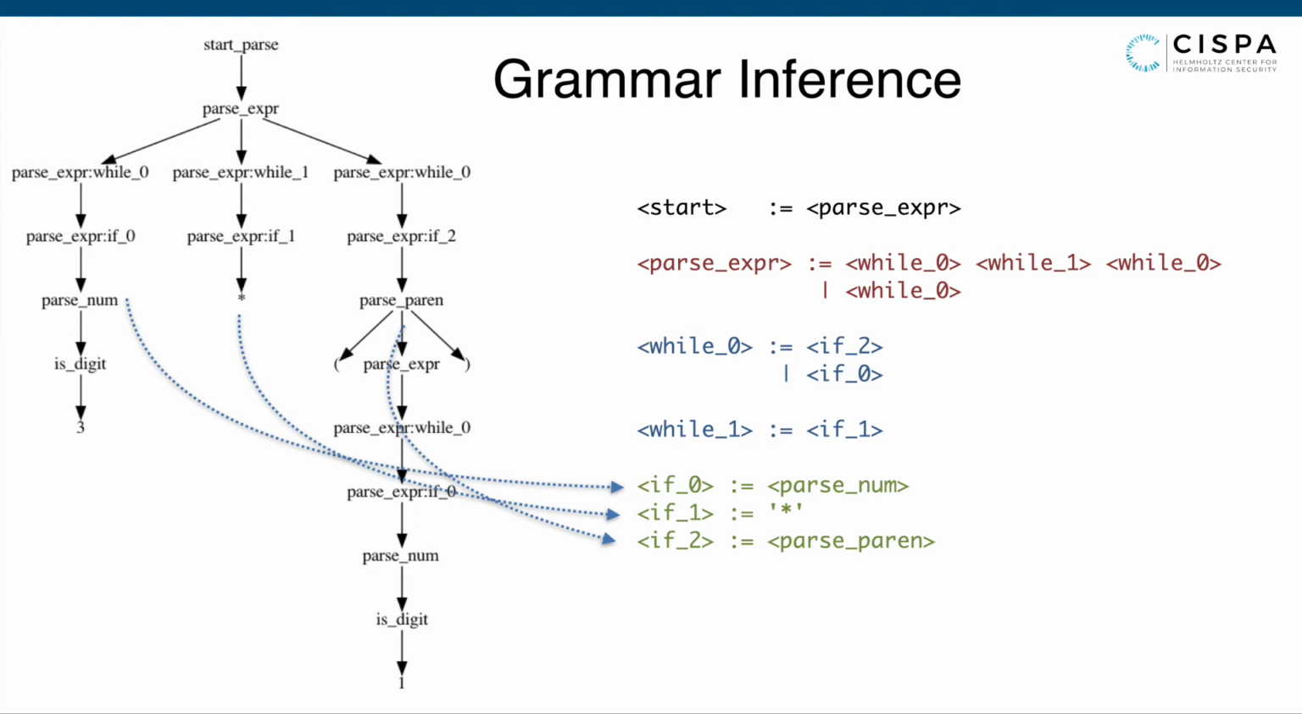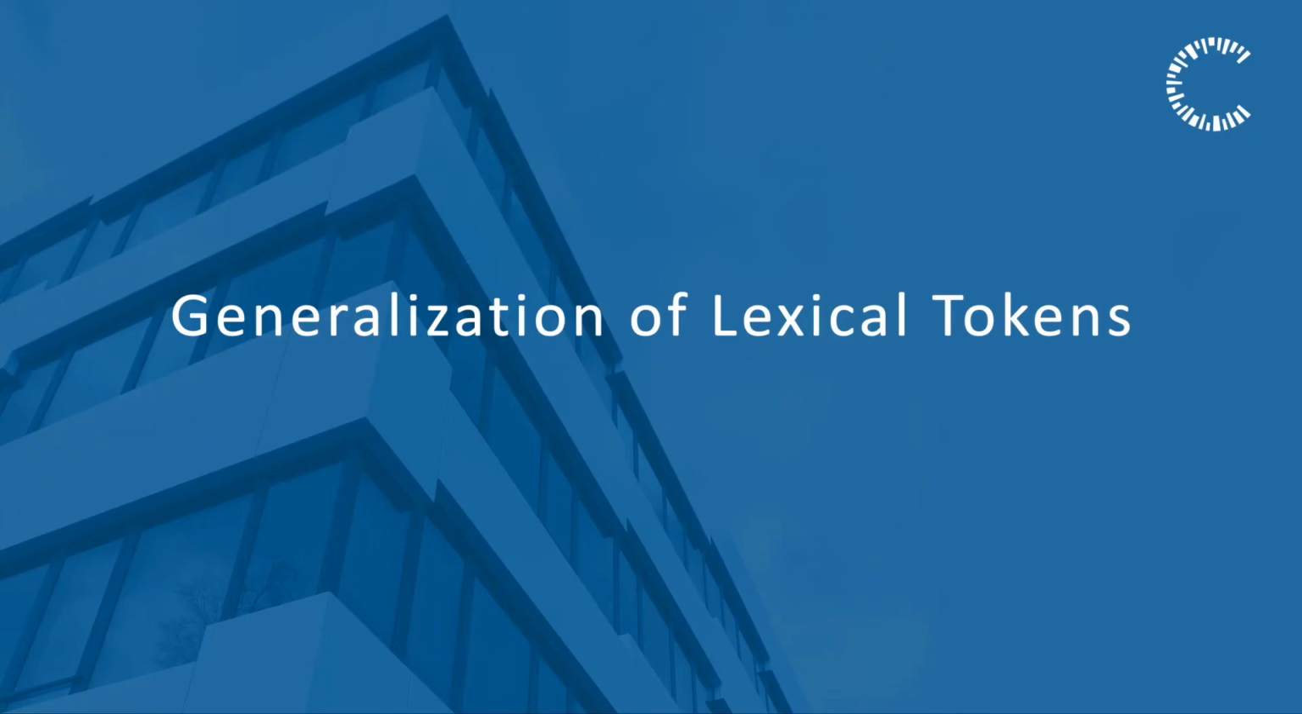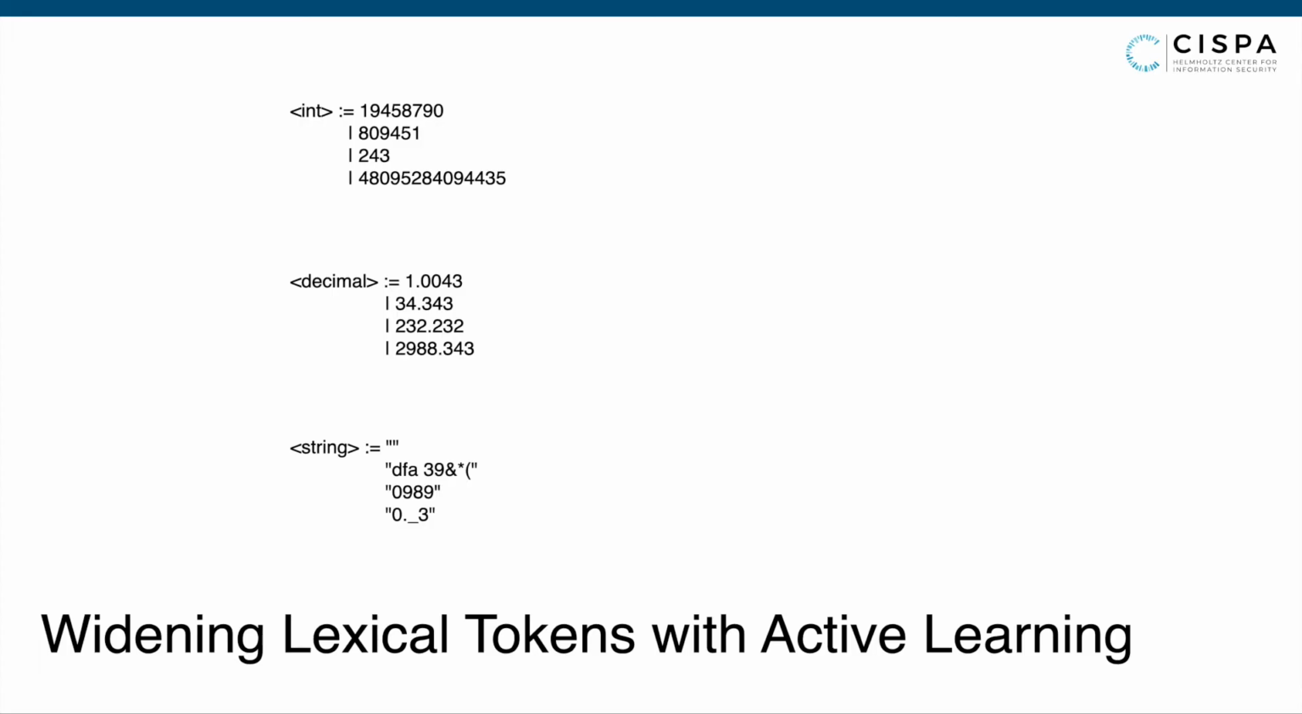At this point, the grammar is almost ready. All that is left is to handle the lexical tokens. The main problem is that from our grammar mining, we may simply obtain a list of tokens and we need to find a way to generalize them. As you can see here, we have a list of numbers or characters that are listed without any further structure.